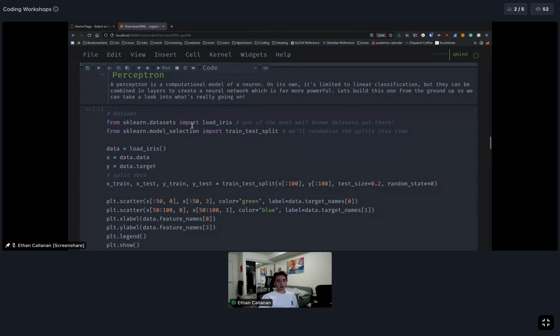So for this one, I'm going to use the iris data set, which is one of the most well-known and researched data sets out there. Again, if you've taken a linear data class, you've probably come across it before.